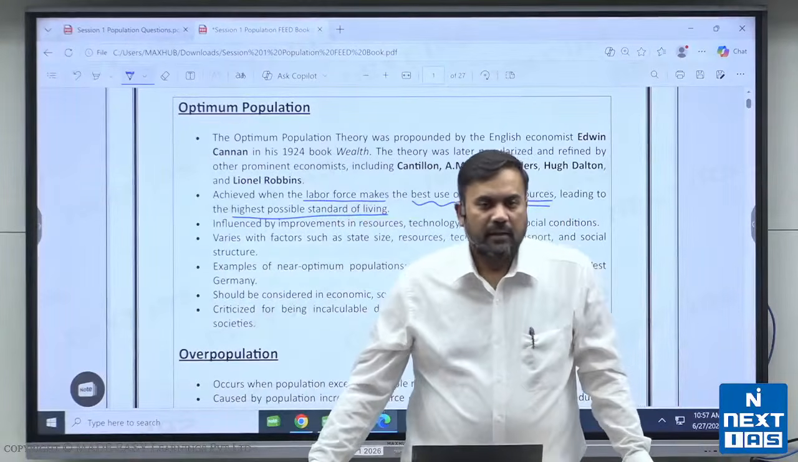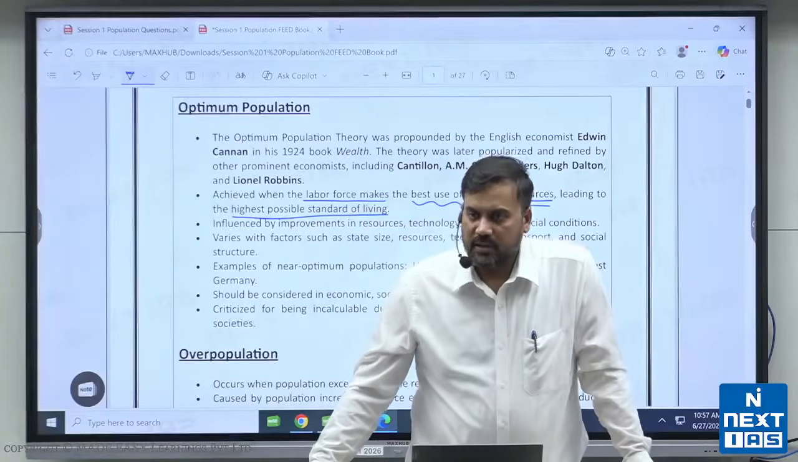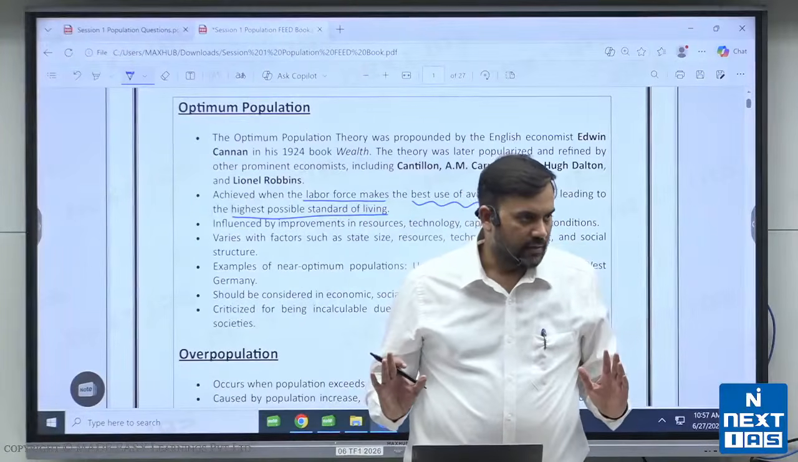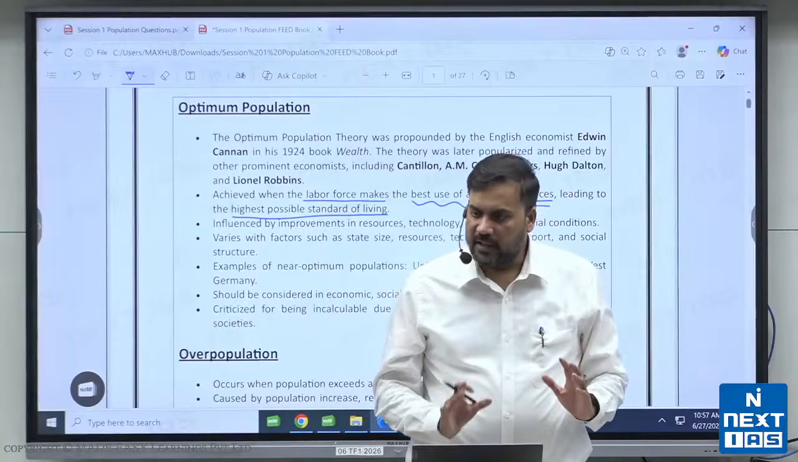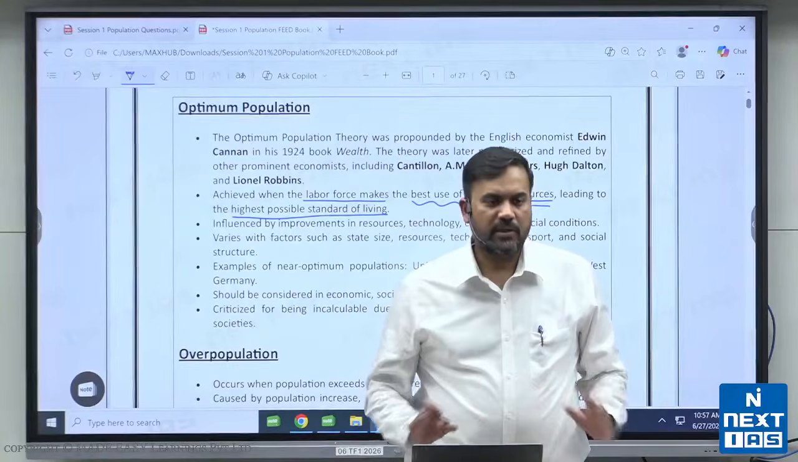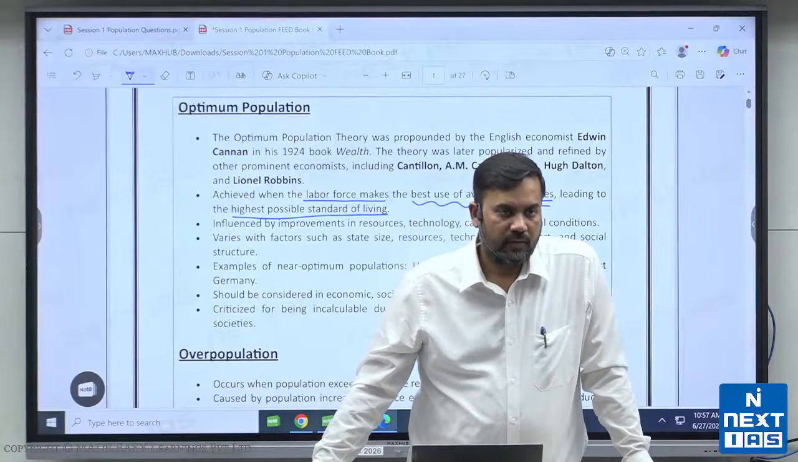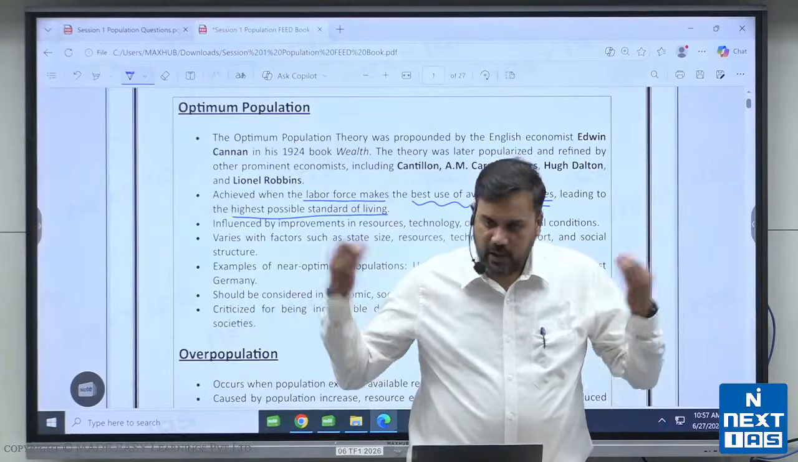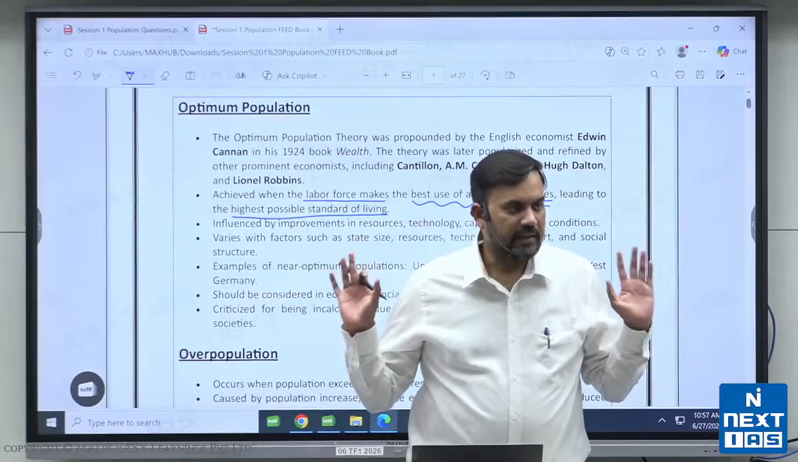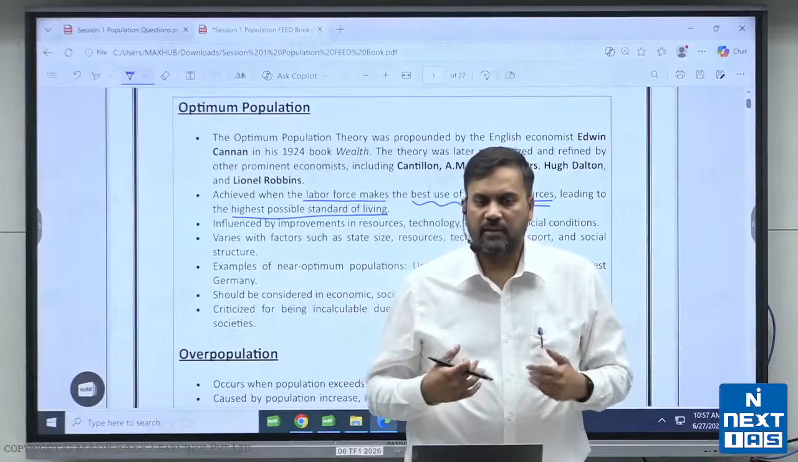So when we study economic geography, we will see that there are two ways of looking at resources. One is the traditional way or the Malthusian way of looking at resources, where resources are believed to be given. Nature gives us resources. They are treated as endowments of nature. So if they are endowments of nature, that means resources are given.